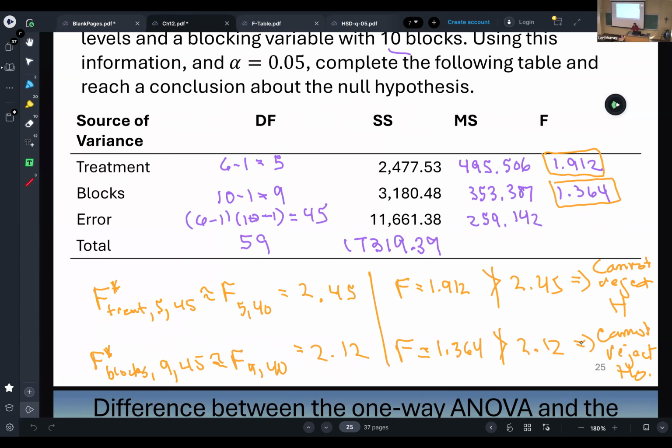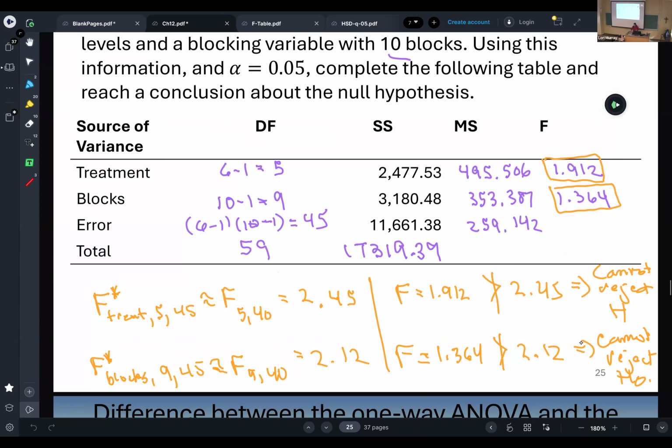Right. We also saw here, we had 45 degrees of freedom. Our table does not have 45 degrees of freedom for the denominator. So we always round down, we use 40. We use 40 degrees of freedom for the denominator.